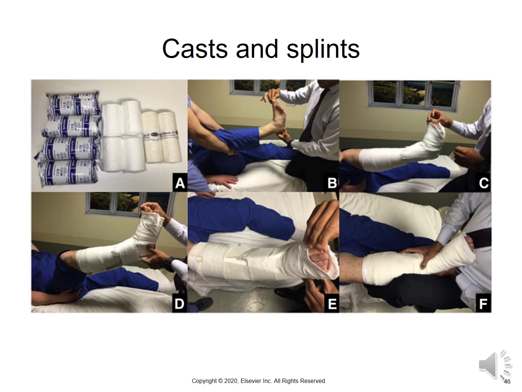Casts can be made from fiberglass or plaster. Fiberglass casts can be colorful, lightweight, durable, and porous. They do not need to be removed during x-rays. Plaster casts are cheaper and easier to shape.